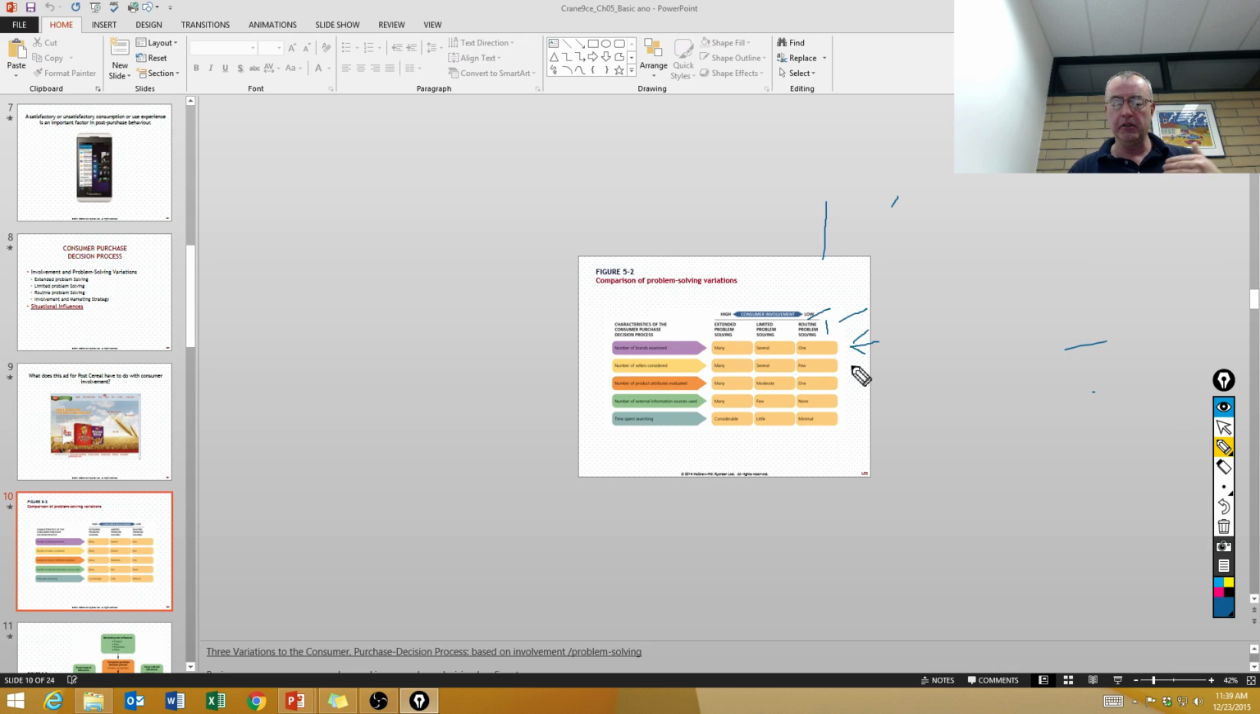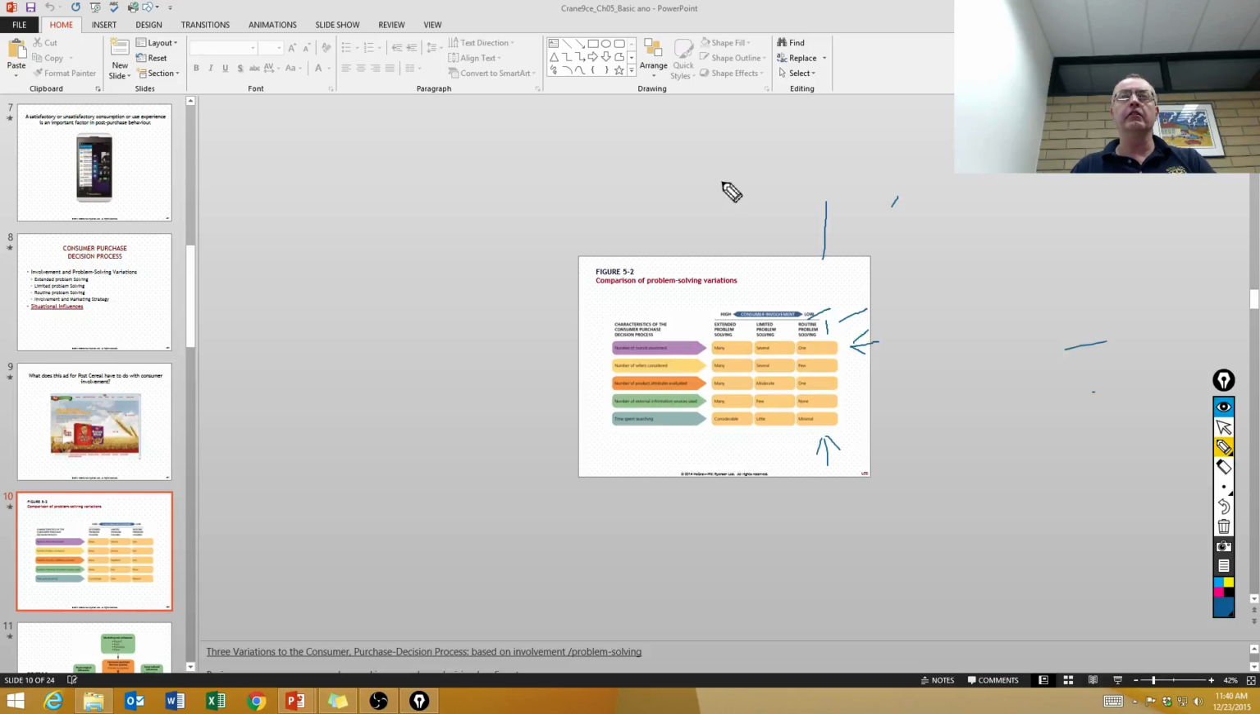We expend minimum research time. I don't spend any time shopping for milk other than looking at the expiry date, and we don't use any external sources of information. So we use it for buying staple kind of products like food and basic household stuff.